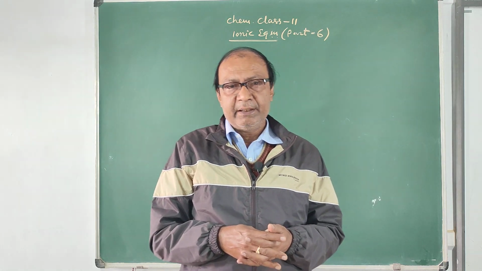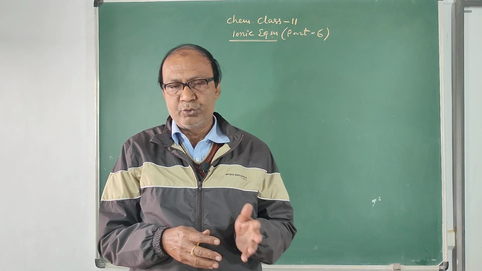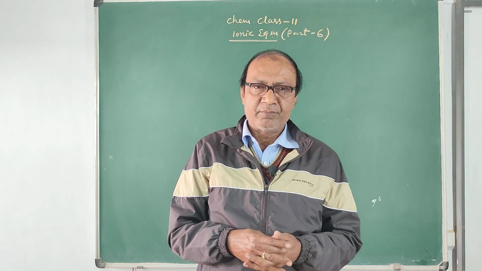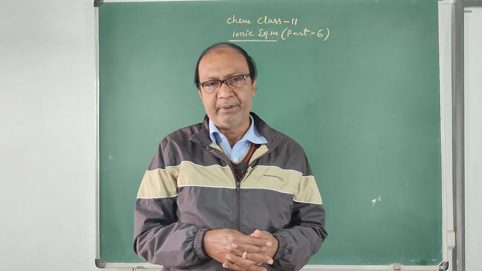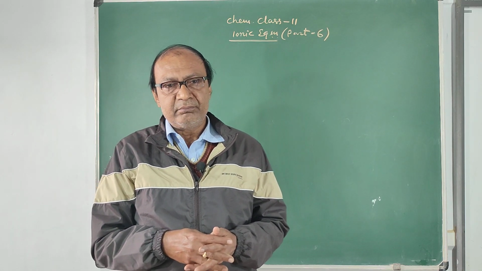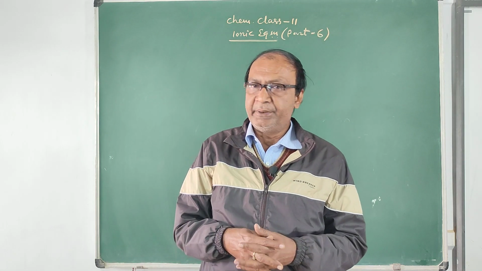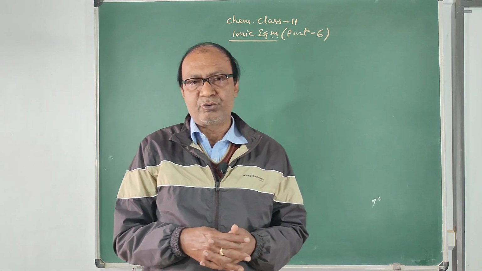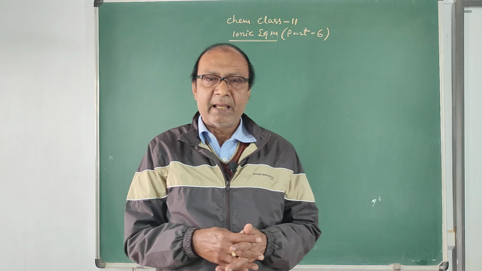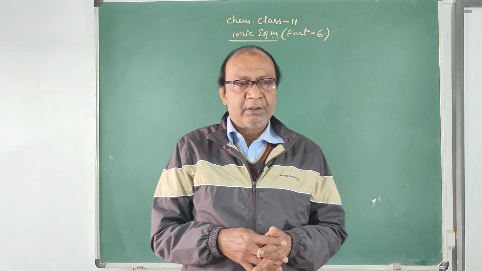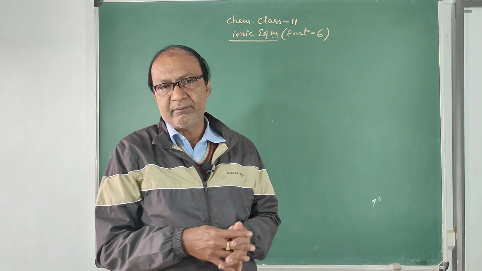Class 11. In our last class, you have seen the problems of pH, ionization constant of water, Kw. The value of Kw equals 10 to the power minus 14 at 25 degree centigrade temperature. And from that you have seen that pH plus pOH equals 14 for aqueous solution. That is the first part.